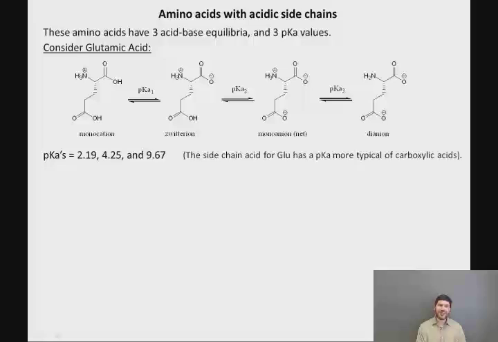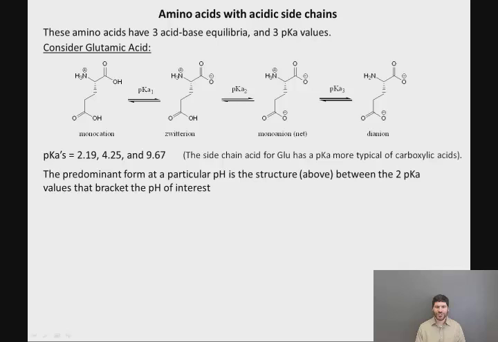So the pKa values for these 3 processes are 2.19, 4.25, and 9.67. So it's the carboxylic acid in the main chain that's the most acidic. The side chain acid for glutamic acid, being further away from that amino group, actually has a pKa value that's more typical of carboxylic acids in the 4.25 region. Okay, so the predominant form at a particular pH is the structure of these 4 structures drawn above between the 2 pKa values that bracket the pH of interest.